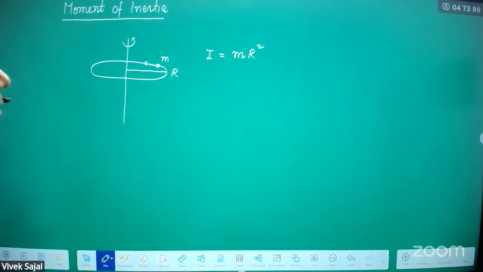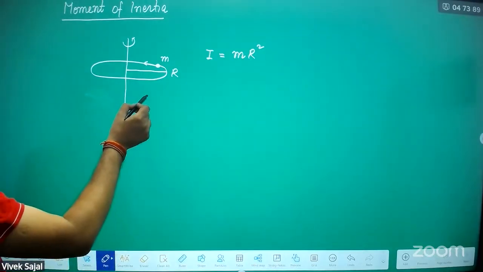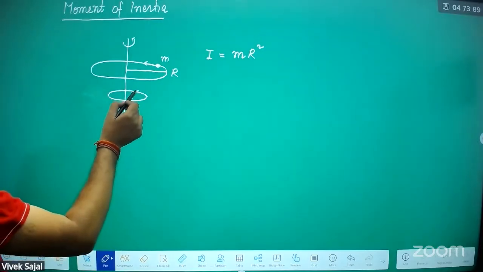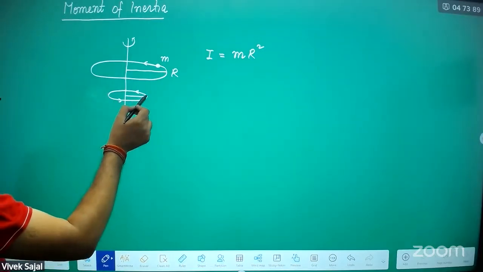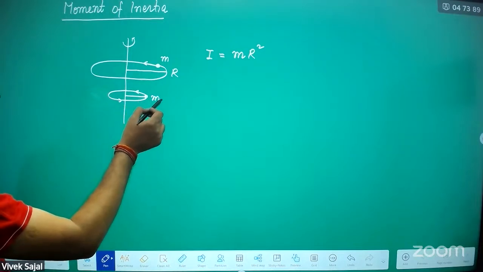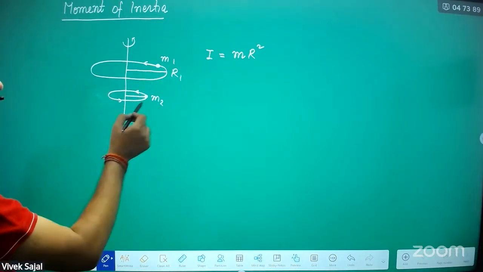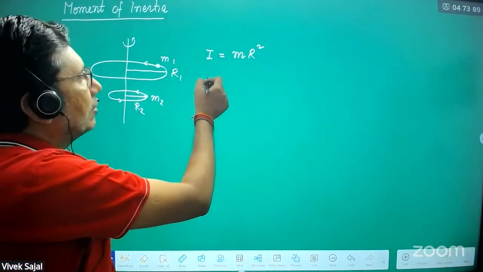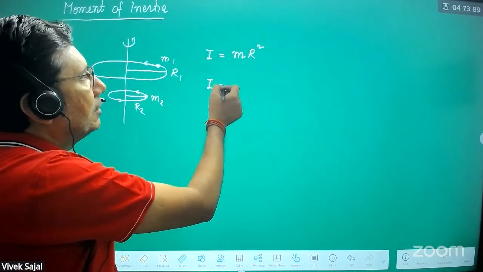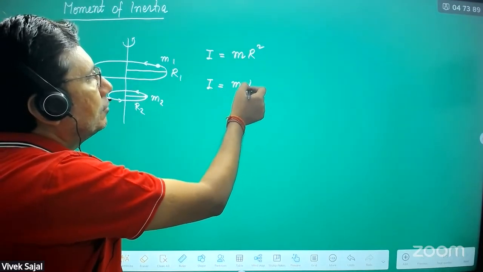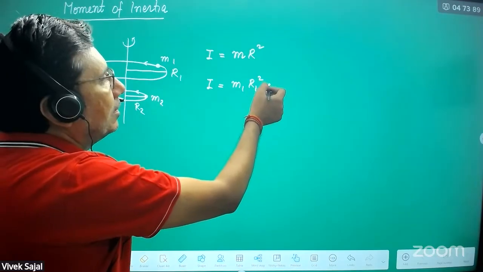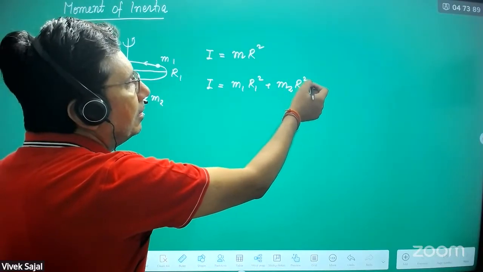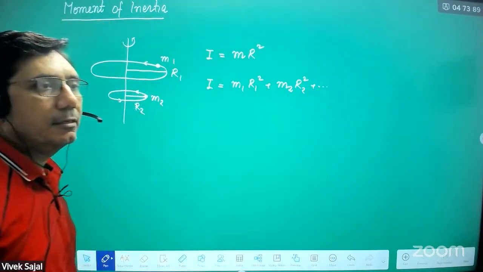If more than one particle is rotating, suppose the second particle is this, but all the particles are rotating with the same angular velocity. Suppose its mass is m2, the first is m1 with radius r1, and the radius of the second is r2. Suppose many particles are here. Then what will be the moment of inertia of the system? That will be m1 r1 square plus, for the second particle, m2 r2 square, and if more particles are there, it will continue like this.